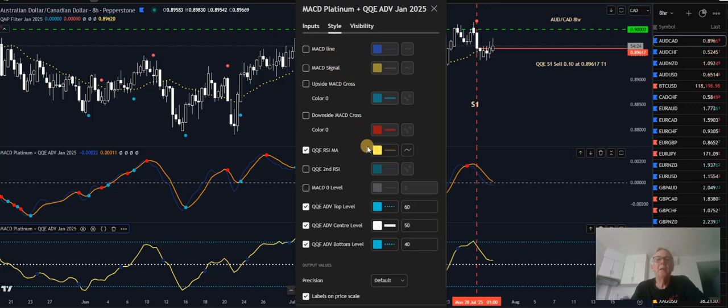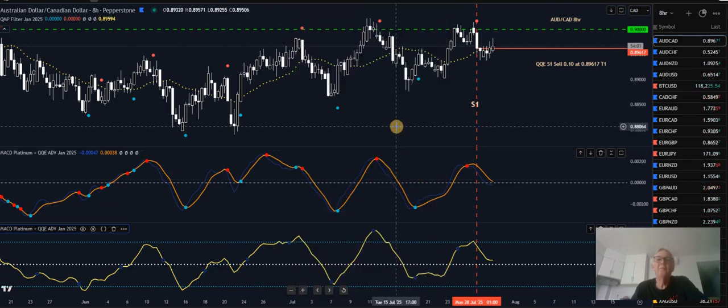So if you look at the QQE settings, I've only got the QQE RSI MA line displayed, all right? So the other one's not. See, if I click on that and you look on the chart, it comes up. It's a faint line there. I'll click it off. I don't need to see it, all right? So that's all that is.